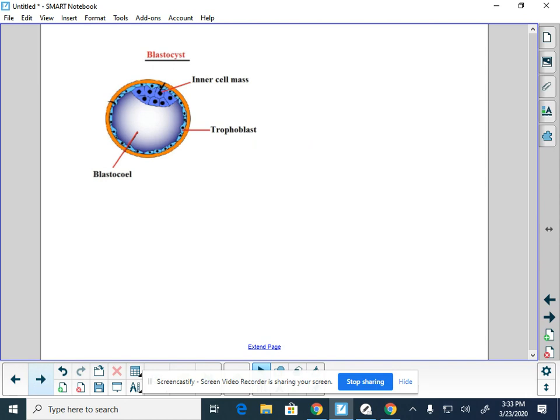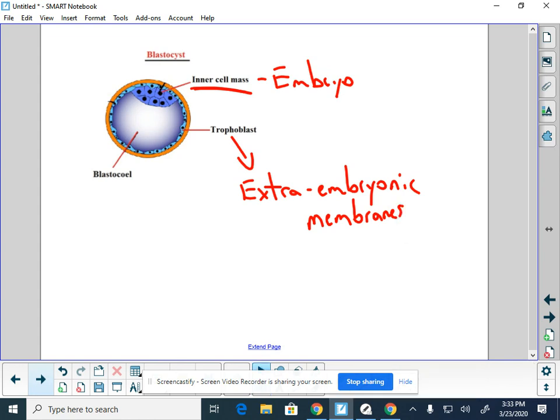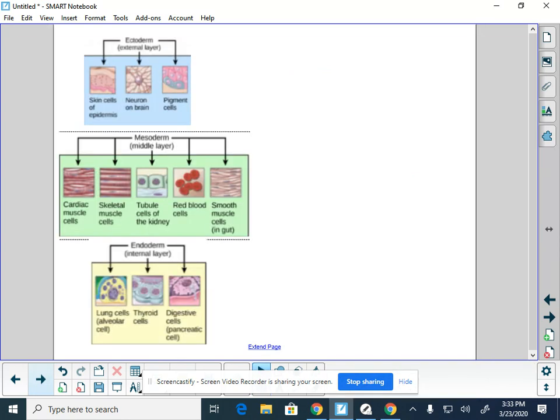Just going to go to the next card where I've got the blastula again. Remember, this was the hollow or fluid-filled ball of cells. Two main sections you need to know. There's an inner cell mass. This is what will eventually form the embryo, which will, of course, eventually form you and I. And the trophoblast. This will form your extra embryonic membranes, which we will cover in the next lesson, the next video.